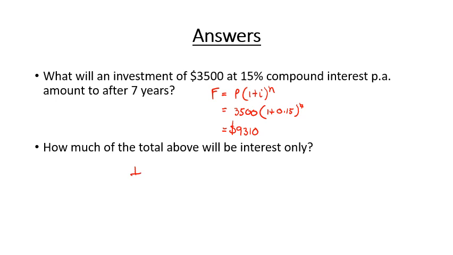Now the last question says, how much of this total above will be interest only? Well, we know that our interest is actually our F value minus our P value. In this particular case, it's 9,310 minus our 3,500, which would give us a total of $5,810.